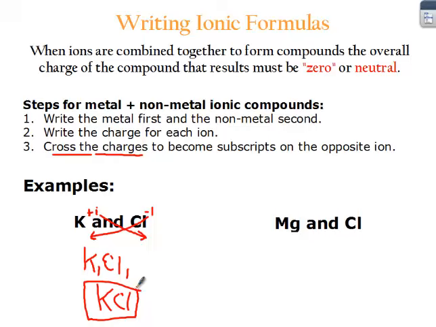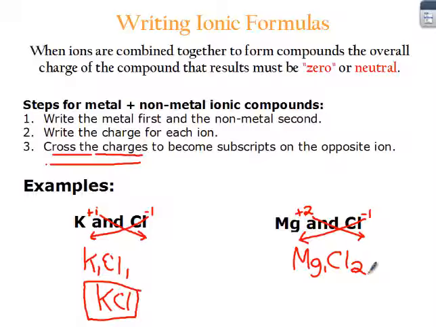Now let's try MgCl. This one's a little bit different. Mg is in our second row. That's our alkaline earth metal. This has a +2 charge. Cl, we already said, has a -1 charge. So what I'm going to do is cross my charges again. I'm going to take the 2 and put it with the Cl. I'm going to take the -1 and put it with the Mg. So my formula now, remember, I'm going to ignore the negative and the positive. My formula is going to be Mg1Cl2.